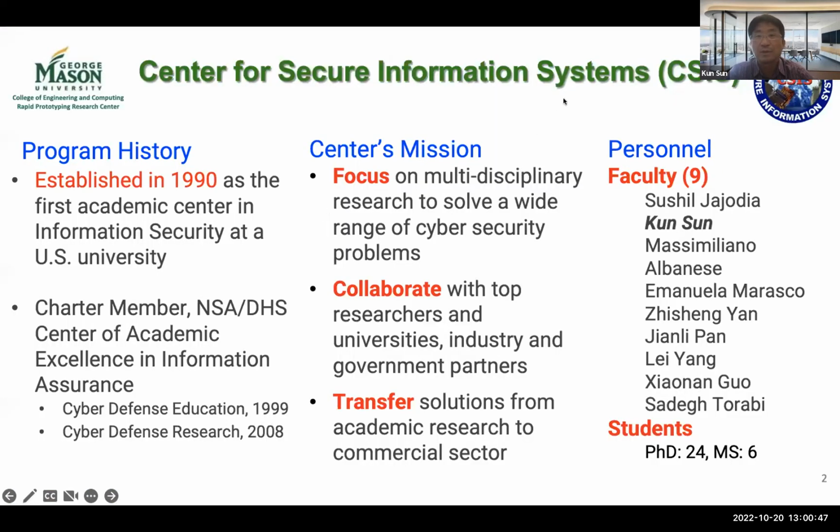So here I first give some brief introduction about our center. Our Center for Secure Information Systems, CSIS, was founded in 1990 as the first academic center in information security at a US university. We are designated as a Center of Academic Excellence in Information Assurance for education and research. Our center's mission is focused on multidisciplinary research.